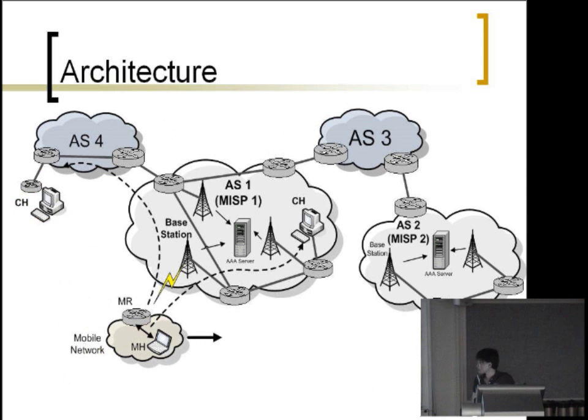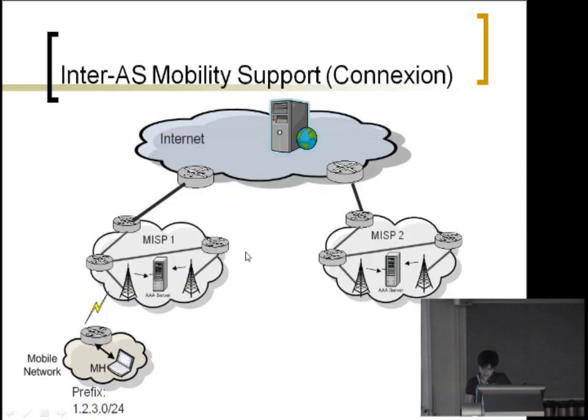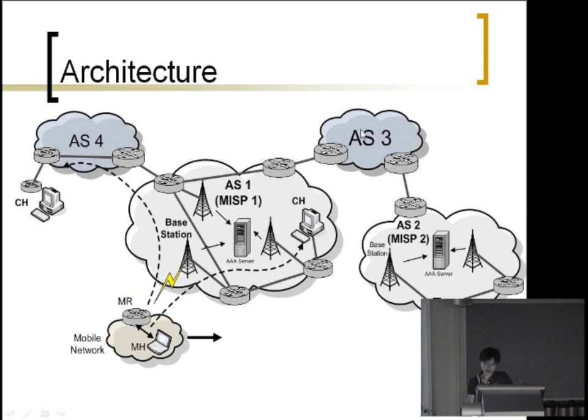So this is the basic architecture. What's shown here is a mobile ISP which offers the service. As I mentioned before, there is the AAA server, which provides security, authentication, and authorization. Other ISPs do not have to provide the service, so AS3 and AS4 can just be participants. CH stands for the correspondent host, and MH is the mobile host, which uses a mobile IP from a mobile prefix. So it can move from one location to a different location.